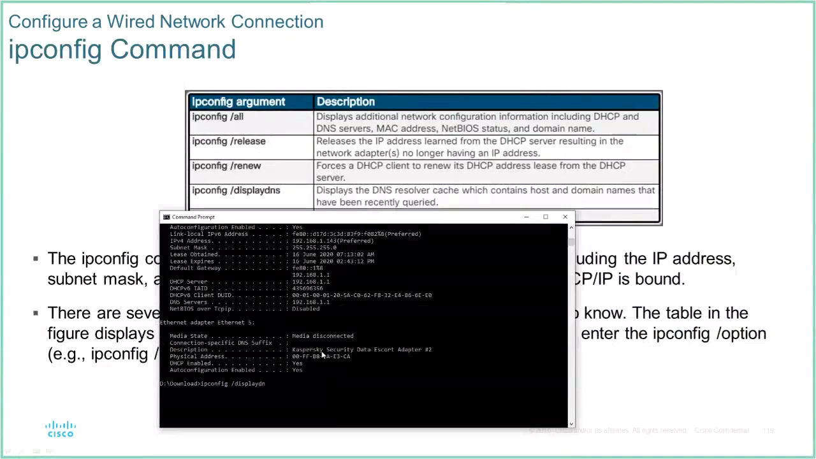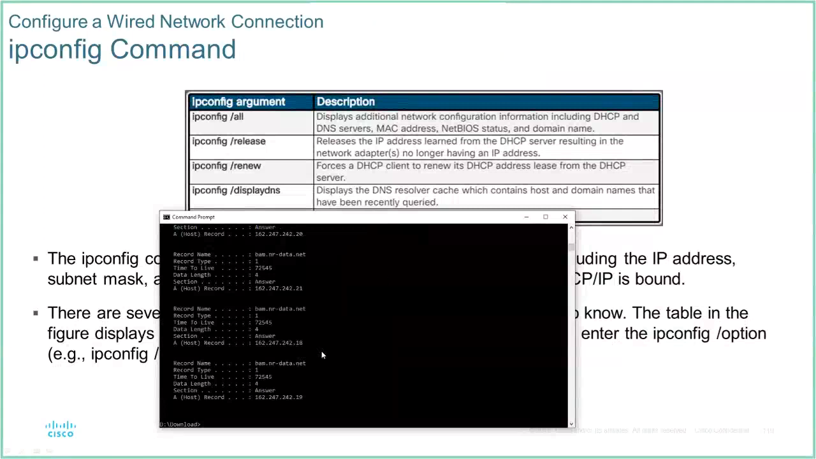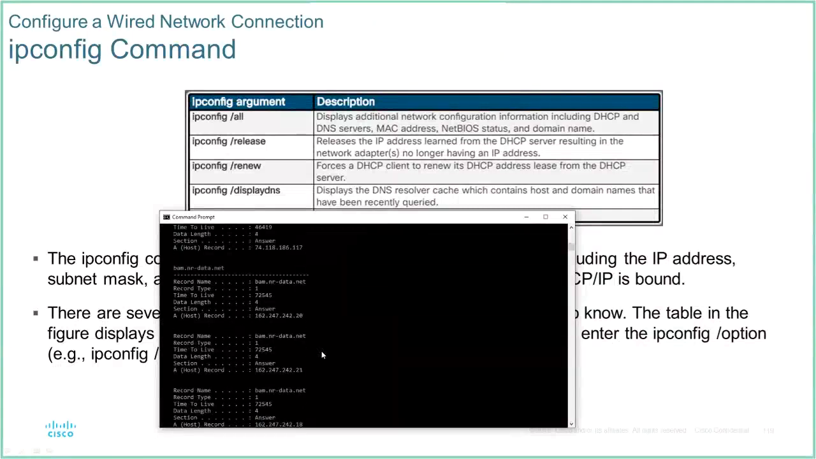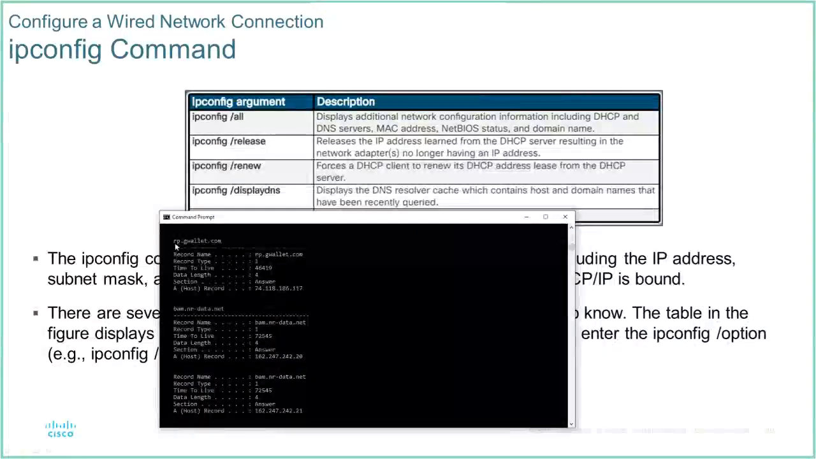Display DNS. So as you can see, there's lots and lots of entries. Okay, so this is the name, and the time to live counter, so that counts down. When the counter expires, it removes the entry automatically, and there's your IP address for that domain name.